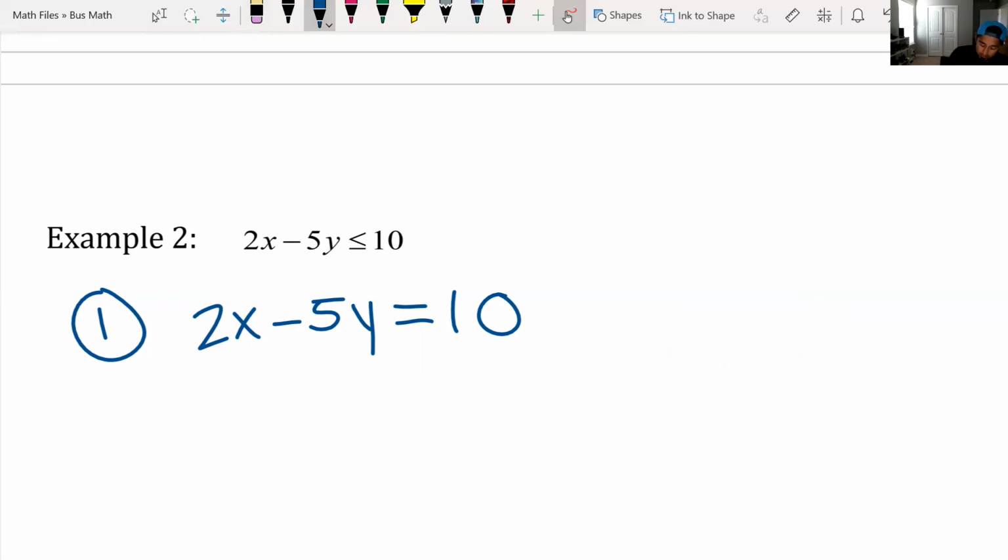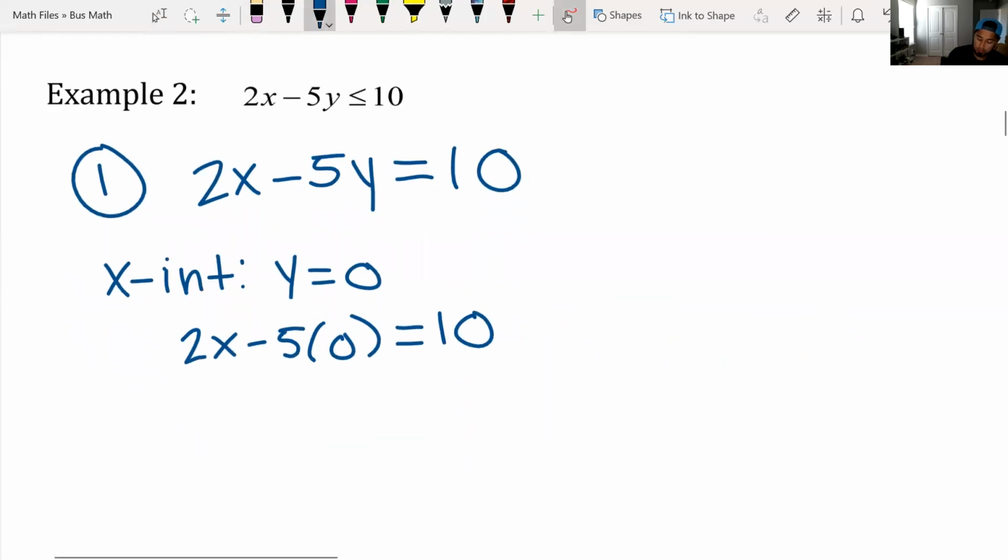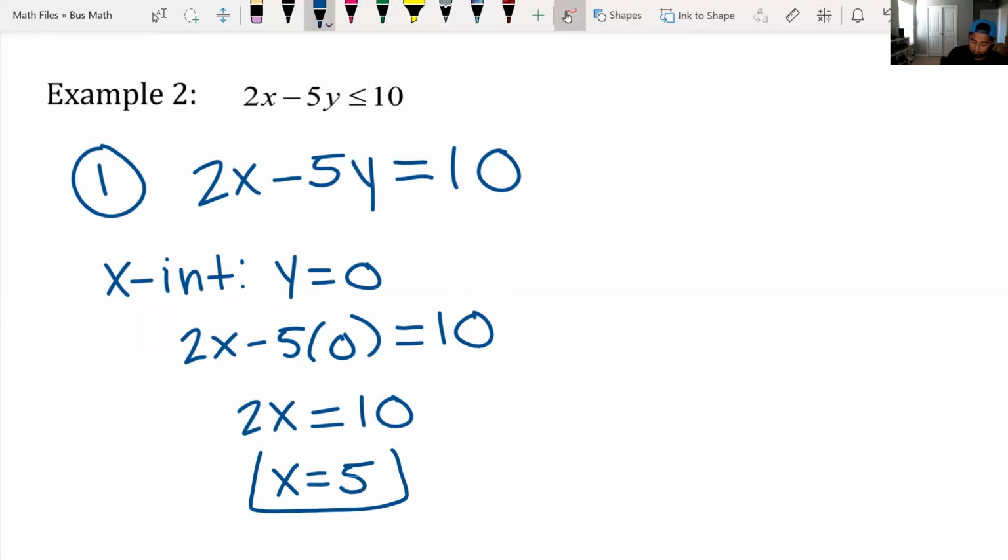So let's find the x-intercept first. And to find an x-intercept, we let y equal 0, which means I'll get 2x minus 5 times 0 equal to 10. This will give me 2x equal to 10, divide by 2, and x equals 5. And of course, convert to coordinate (5, 0).